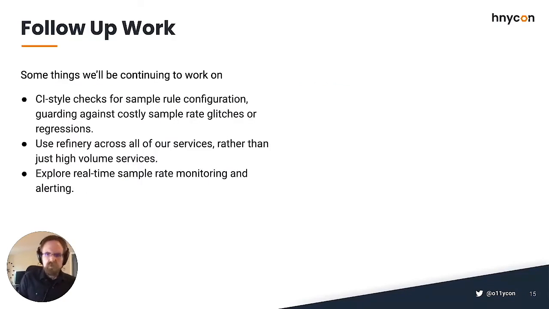Then just very briefly, since I'm almost out of time, some things that we're hoping to continue to work on. I'd love to have CI style checks for sampling rule configuration, like guarding against people accidentally turning off sampling and sending all of our event volume to Honeycomb. Right now, the way we would detect this is looking in usage mode after deploying a sampling change, and that's not ideal. As mentioned previously, I'd love to use Refinery across all of our services rather than just the high volume ones.